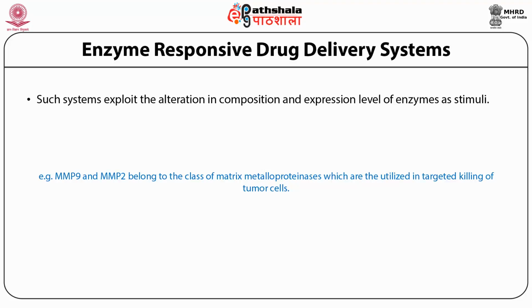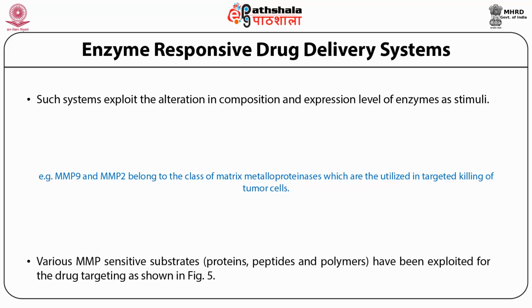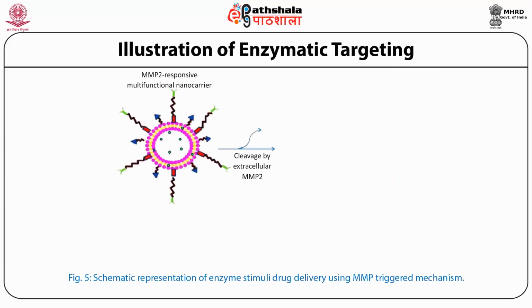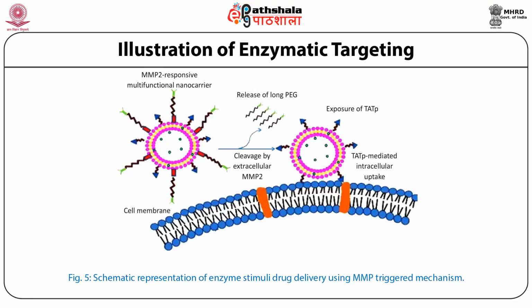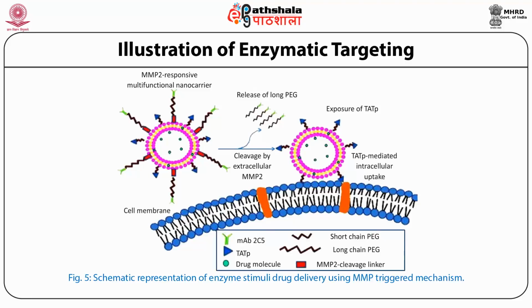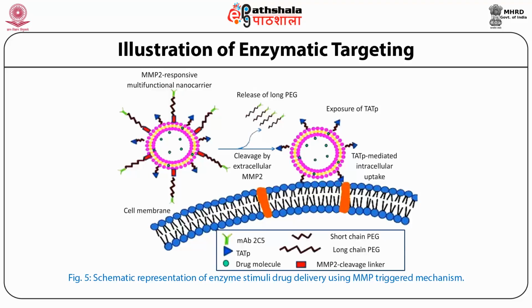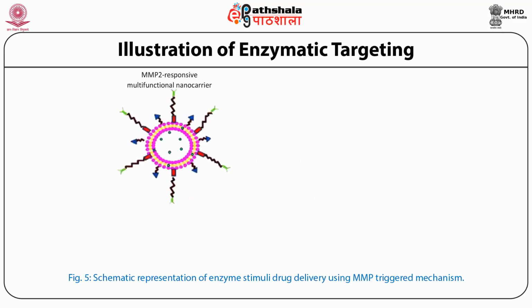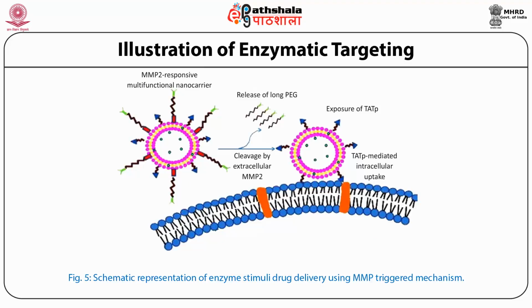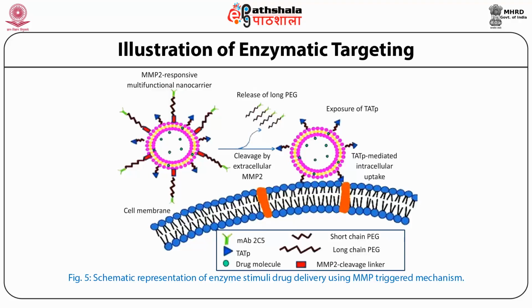In figure 5, various MMP sensitive substrates like protein, peptides and polymers have been shown for the drug targeting. You can see the enzyme stimuli drug delivery using the MMP trigger mechanism. In this figure, the receptors which are present on the cell membranes are triggered by the enzymatic stimuli of the MMP2 responsive multifunctional nanocarrier.